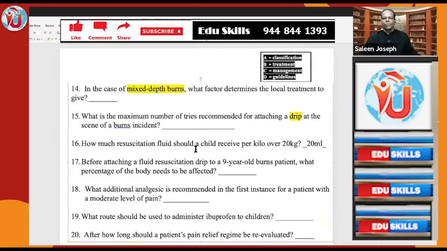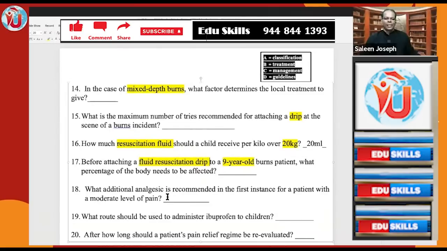How much resuscitation fluid should a child receive per kilo over 20 kg? Again, treatment. 20 kg is the number here in the question. We'll see some numbers in the text. Before attaching a fluid resuscitation drip to a 9-year-old, you have to go immediately to children. Child, fluid resuscitation drip. B, right?